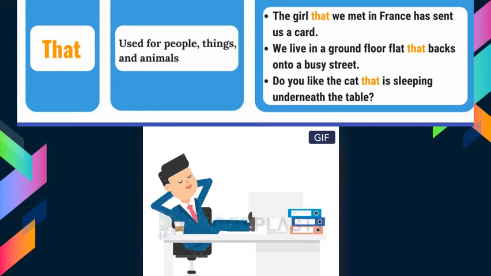And now we have that. That can replace who, and can replace which also, and is used for people, things, and animals. For example, the girl that we met in France has sent us a card. Another example, we live in a ground floor flat that backs onto a busy street. And another example, do you like the cat that is sleeping underneath the table?